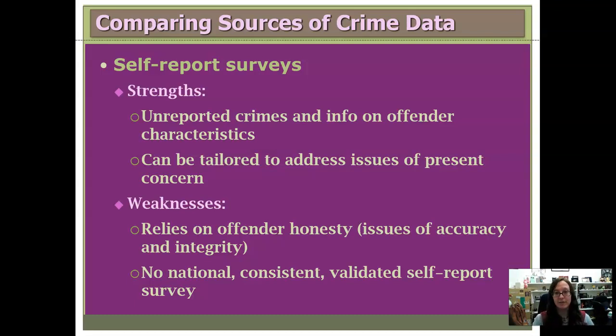But another major weakness of self-report surveys is that it relies on offender honesty, which you have issues of both accuracy, which is similar to the victimization study, but also issues of integrity, because now you're asking about perpetration, so there's going to be extra hurdles to overcome there.